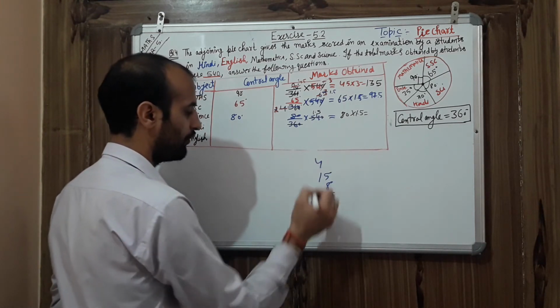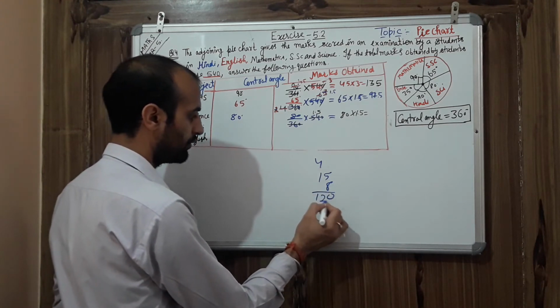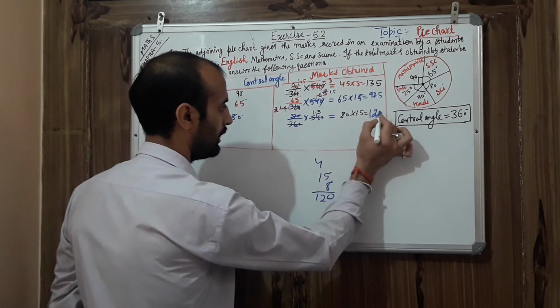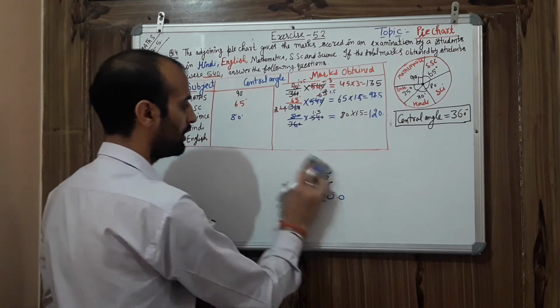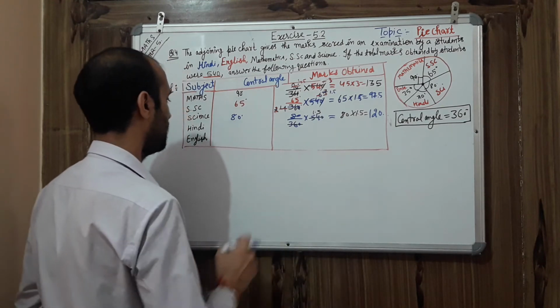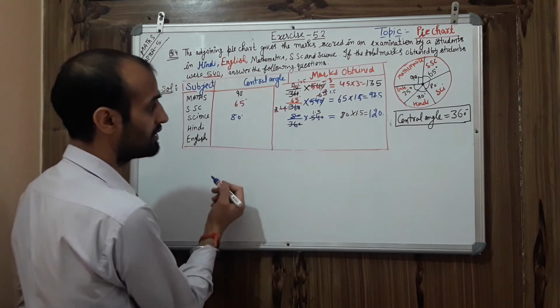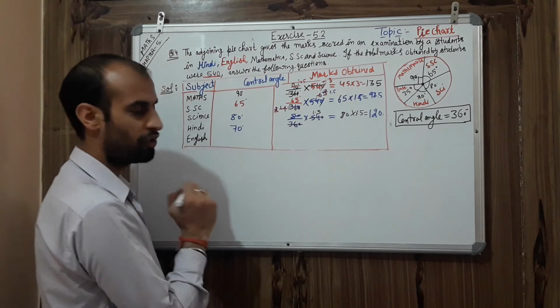8 fives are 40, carry 4. 8 ones are 8 and 4, 12. So the answer is 120.0. So 0.0 no need to write, it becomes 120. Next we have Hindi. So Hindi angle is 70 degrees, central angle. That is very important to write, central angle.